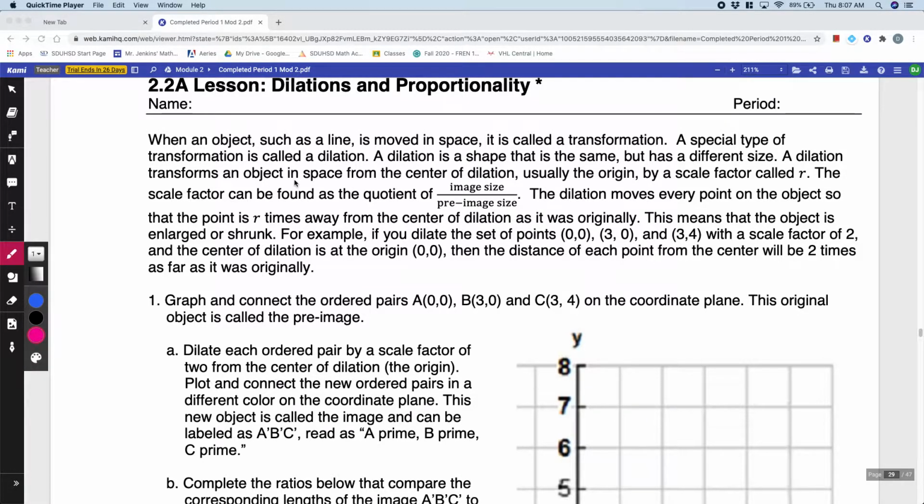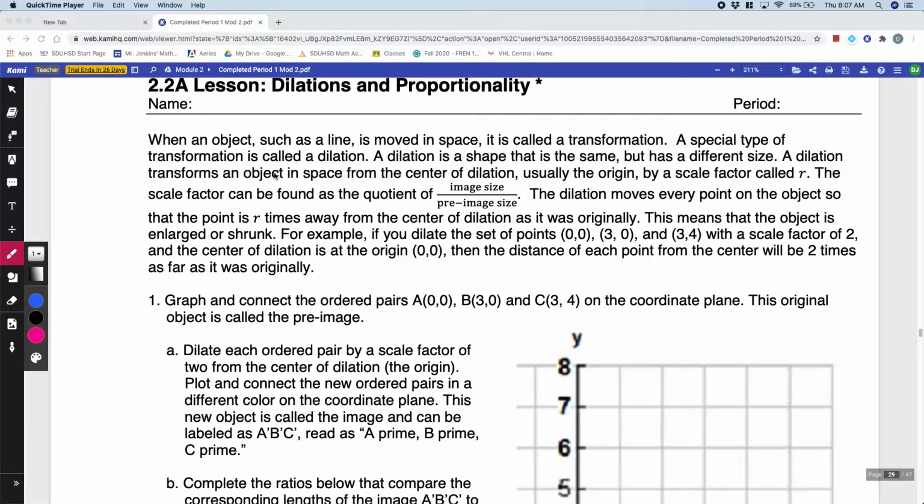A dilation transforms an object in a space from the center of dilation, usually the origin, by a scale factor called r. So what that's just saying is you have a shape and you're going to make it grow or shrink by a scale factor, okay? The scale factor can be represented by the quotient, the image divided by the pre-image. The dilation moves every point of the object so that the point is r times away from the center of dilation as it was originally. This means that an object is enlarged or shrunk.